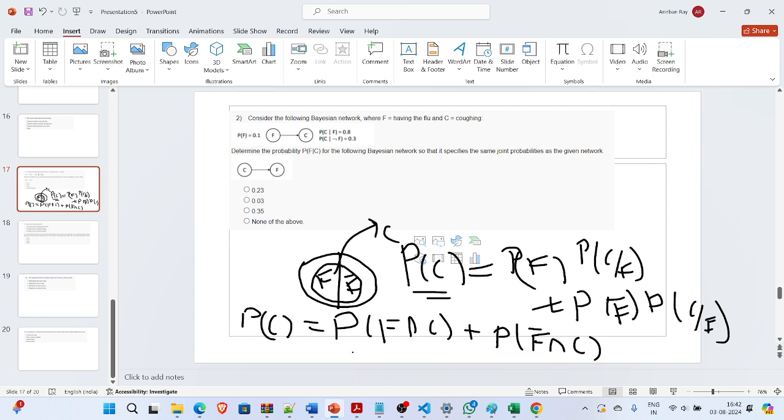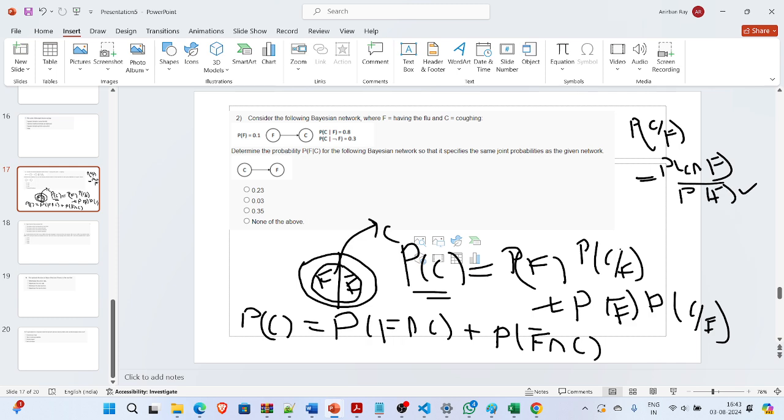And from conditional probability, how do you write that? Suppose C given F. This can be written as P of C intersection F given F, P of F. You know this one, right?